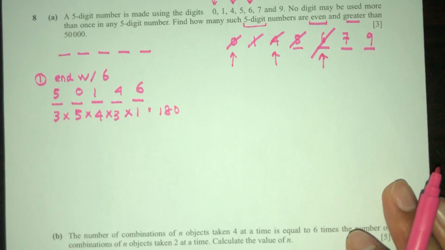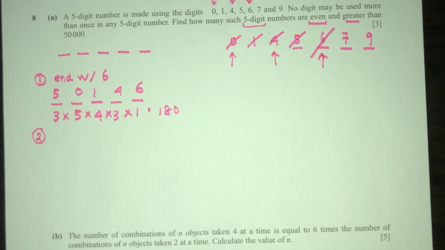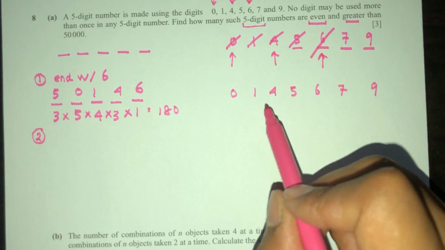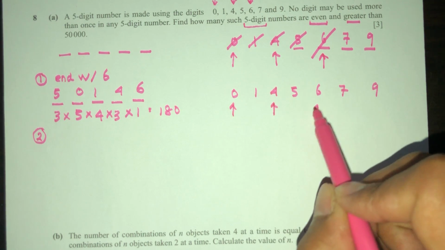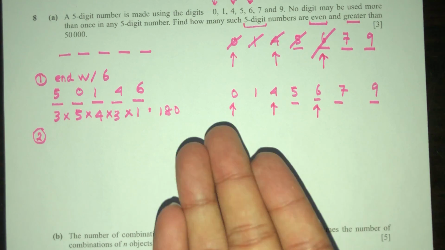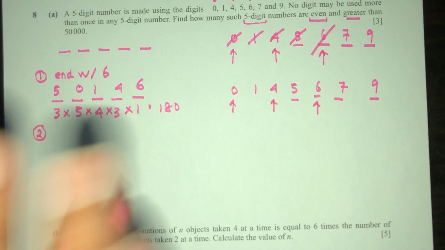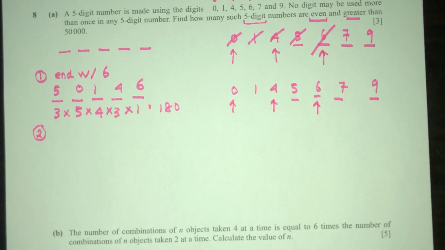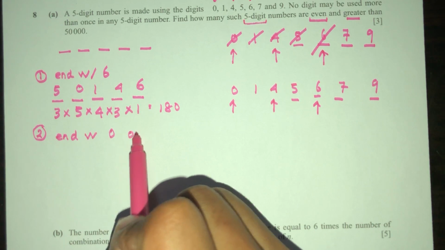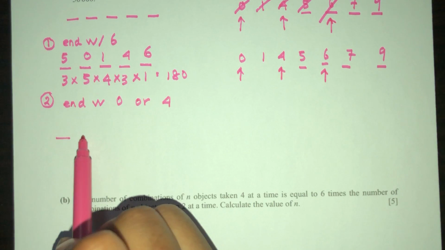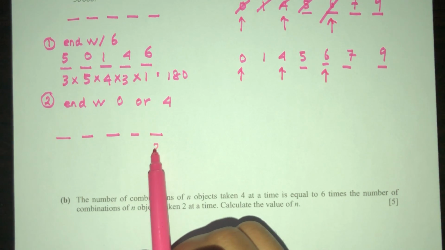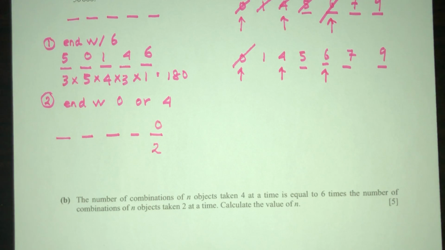Okay. Now, case number 2, so we have 0, 1, 4, 5, 6, 7, and 9. This will be even then. Now, you can end with 6 or you can end with other numbers. You can end with 0 or 4 for it to be even, right? So now we tried the 6 already. We can now ignore 6. For this one, we can say we can end with 0 or we can end with 4. 2 options. So we have a 5-digit number, so 5 spaces. Now we have 2 options of ending. We can put 2 here, 2 options. Let's say we end with 0, right?